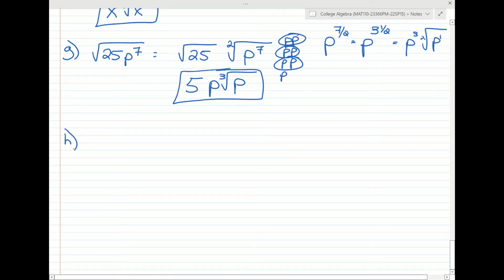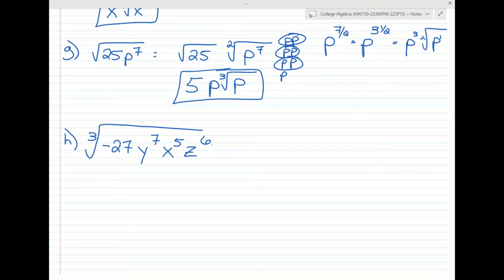What if we had the cubed root of negative 27, y to the 7th, x to the 5th, and z to the 6th? It's really the same thing as 4 separate problems. Don't try to do it all at once. It'll just be confusing. We'll just write this individually.